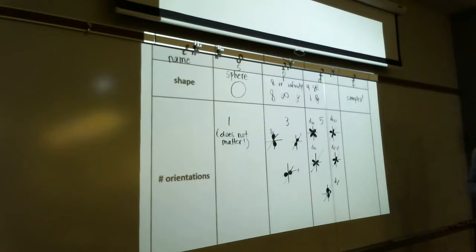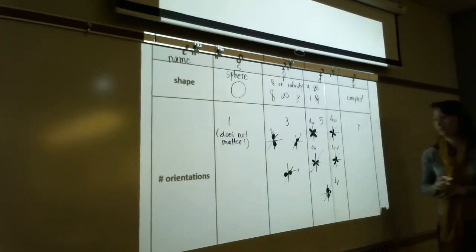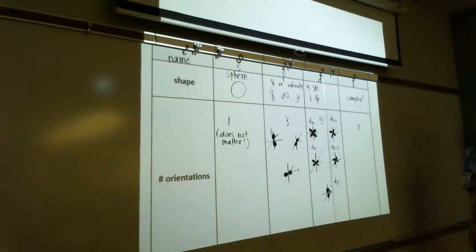Right? They are complicated. I will not make you draw an F orbital because they are nasty to draw. But there are 7 orientations for an F orbital. So 1, 3, 5, and 7 are your number of orientations.